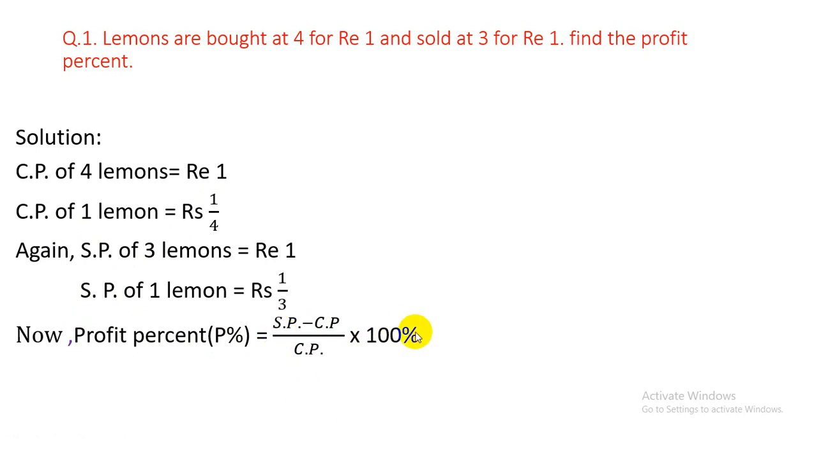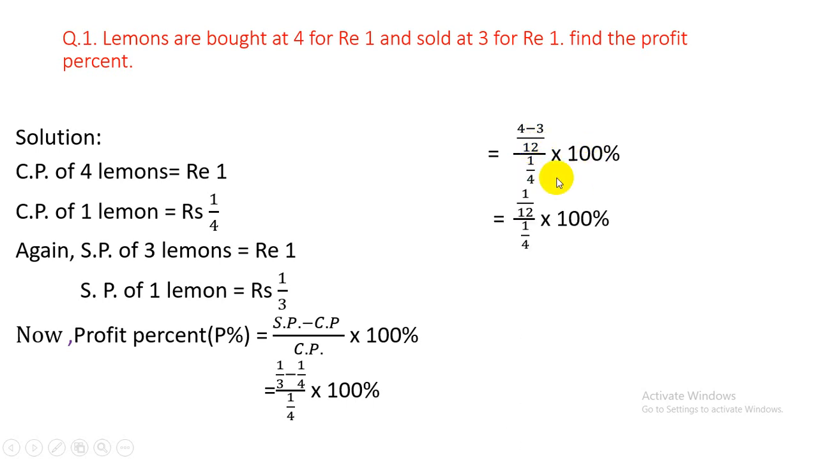Now profit percent, P percent, is equal to (SP minus CP) by CP into 100%. SP means 1 by 3, CP means 1 by 4, so (1 by 3 minus 1 by 4) by 1 by 4 into 100%. Now take the LCM of 3 and 4. LCM of 3 and 4 is 12. It means (4 minus 3) by 12 into 1 by 4 into 100%, that is equal to 1 by 12 by 1 by 4 into 100%.